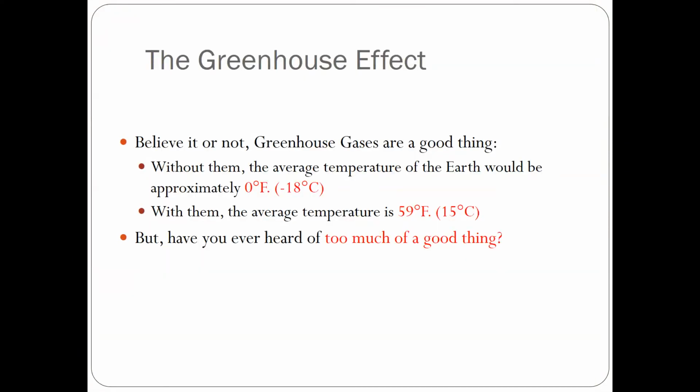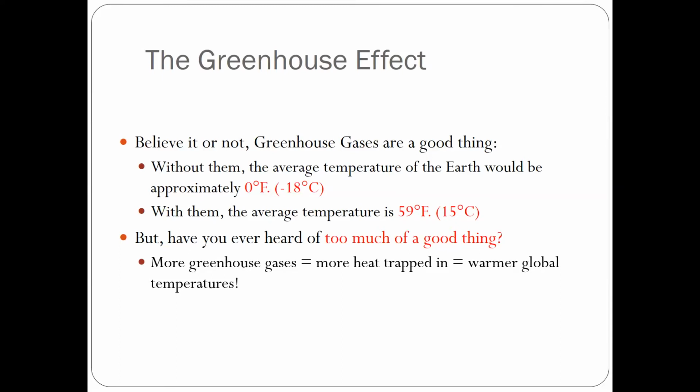Now, with this said, the greenhouse effect and greenhouse gases are a good thing. Without them, the average temperature here on Earth would be substantially cooler. However, with them, the average temperature is a lot more bearable. But have you ever heard of too much of a good thing? Think about your favorite food. Imagine if you ate your favorite food for breakfast, lunch, and dinner every single day without fail. What that would do to your body. That'd be a bad thing, right? Well, the same thing with greenhouse gases. The more greenhouse gases we have, the hotter the Earth gets. And that could be a bad thing for many things. More greenhouse gases equals more heat trapped in equals warmer temperatures. So yes, we are concerned about this.